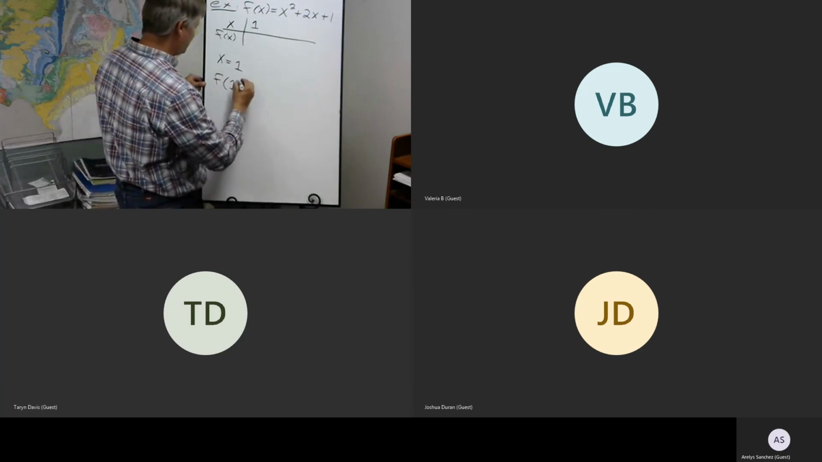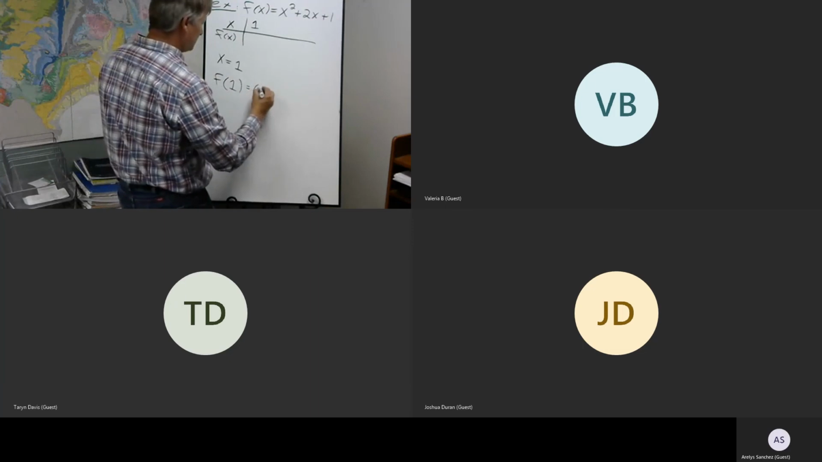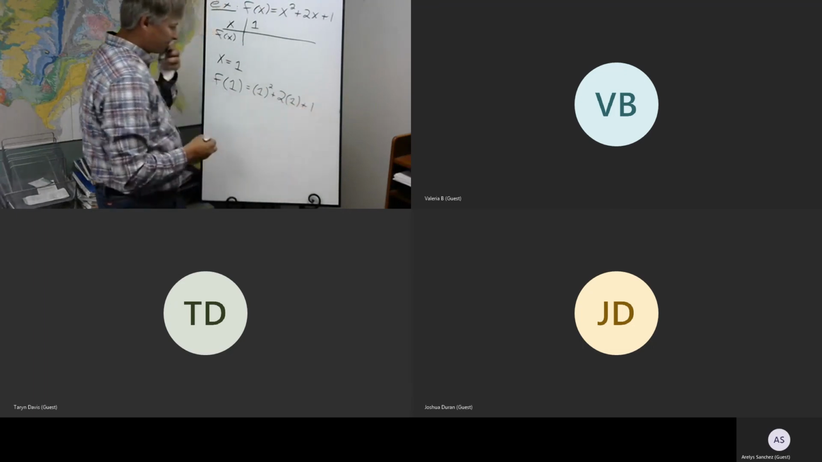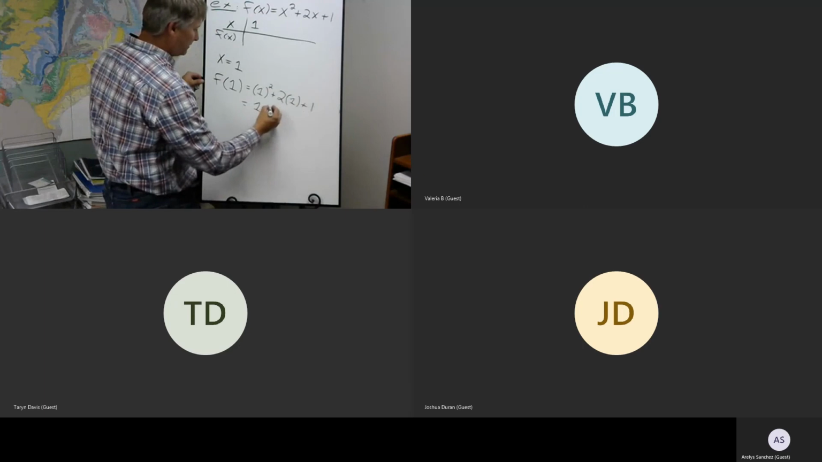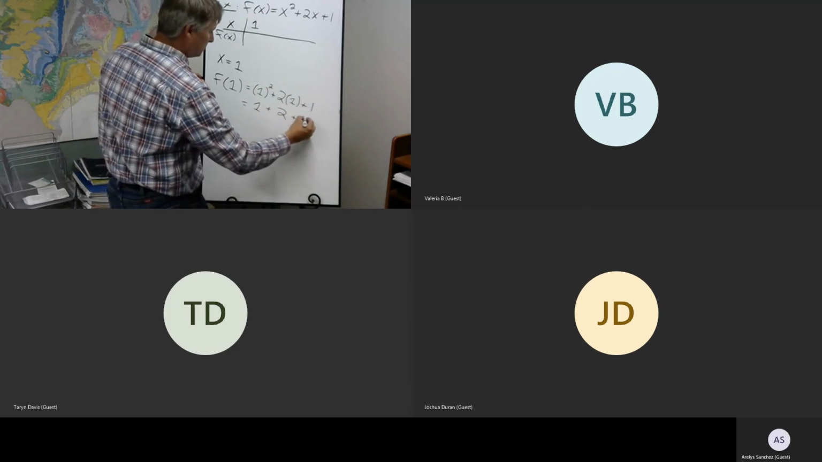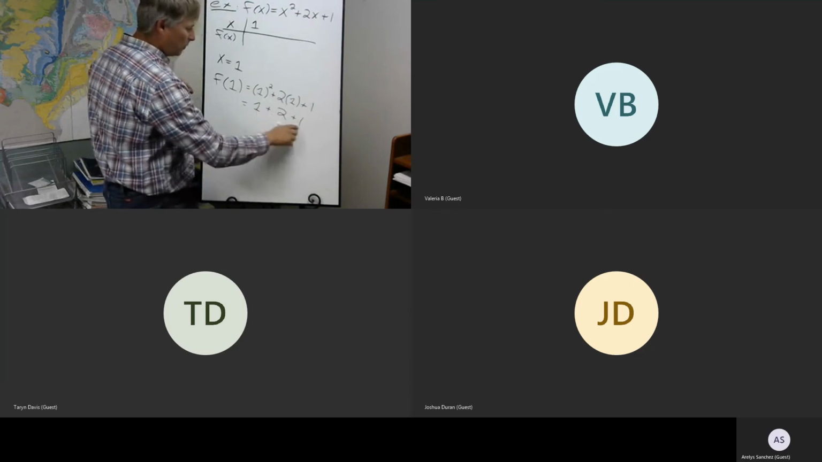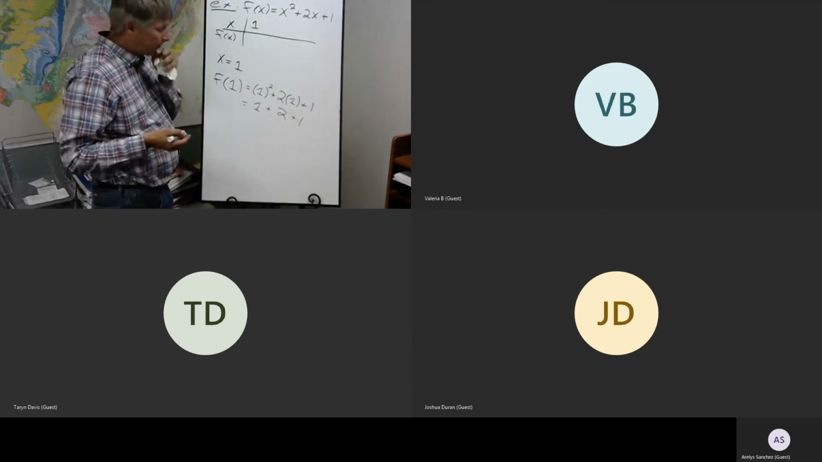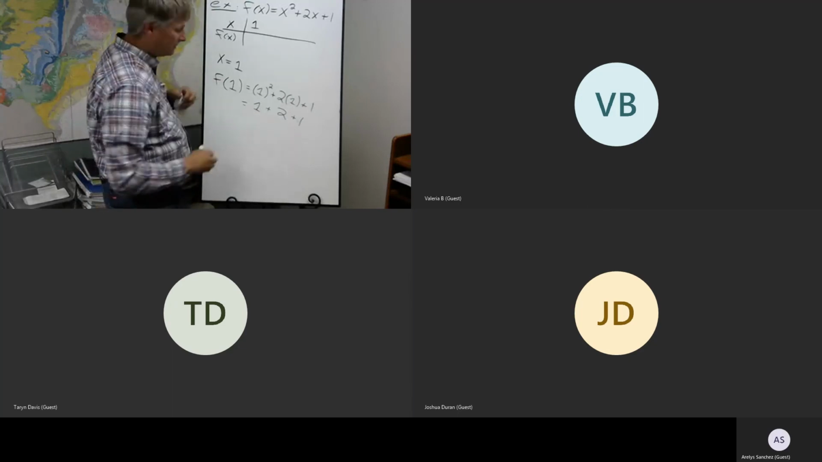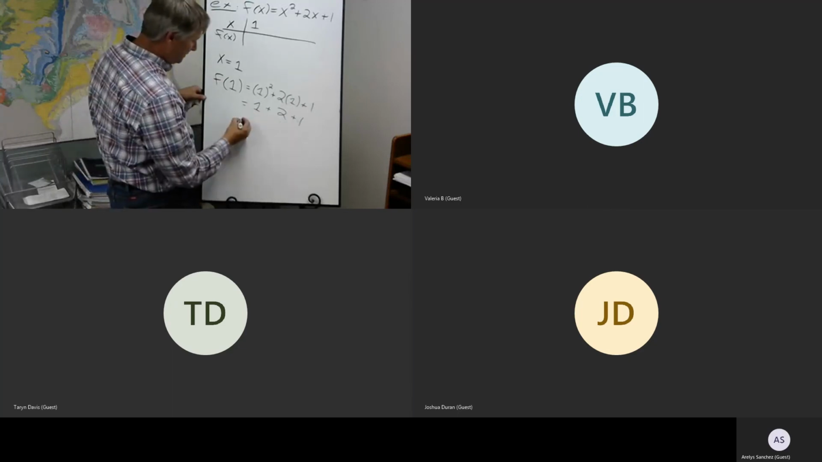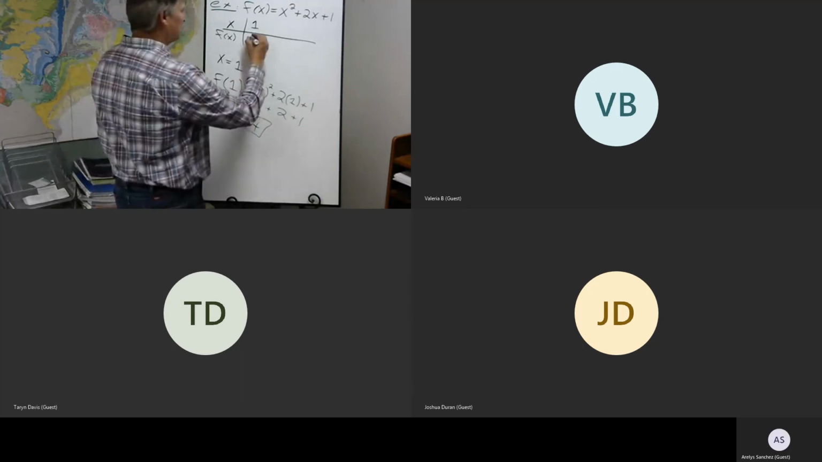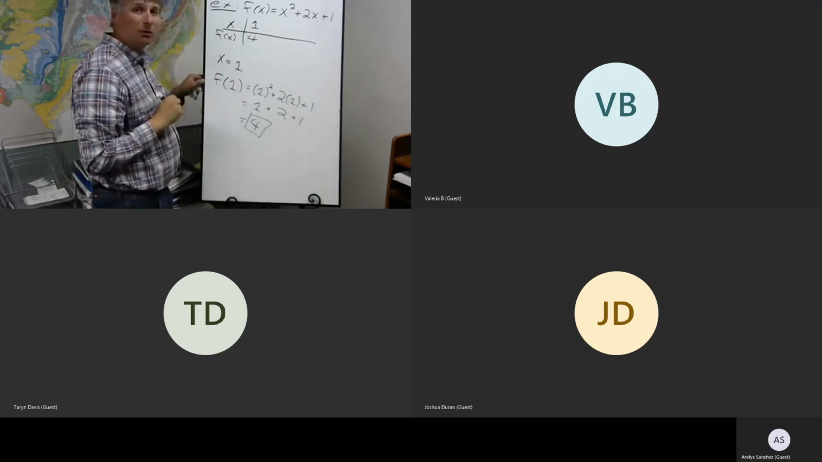So f of 1 will be 1 squared plus 2 times 1 plus 1, or 1 plus 2 plus 1. Writing 1 two different ways, but they're the same number. I guess I have two different ways of imagining 1, but they both mean the same thing. So 1 plus 2 plus 1 is 4. So that means our output is 4. And the input is 1.